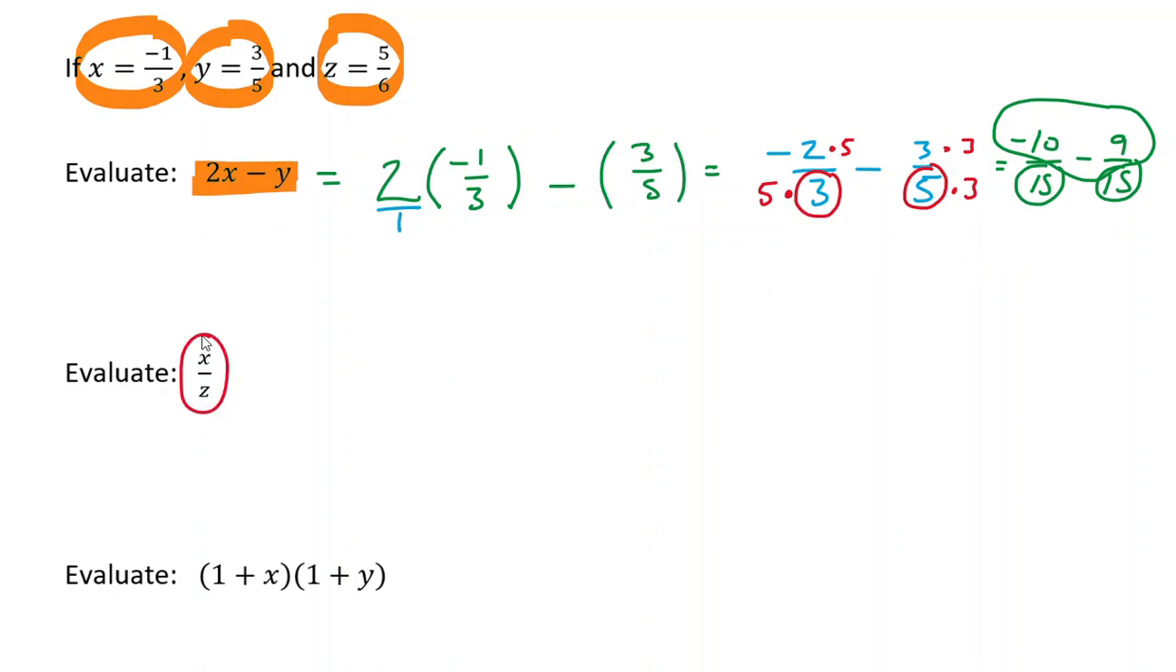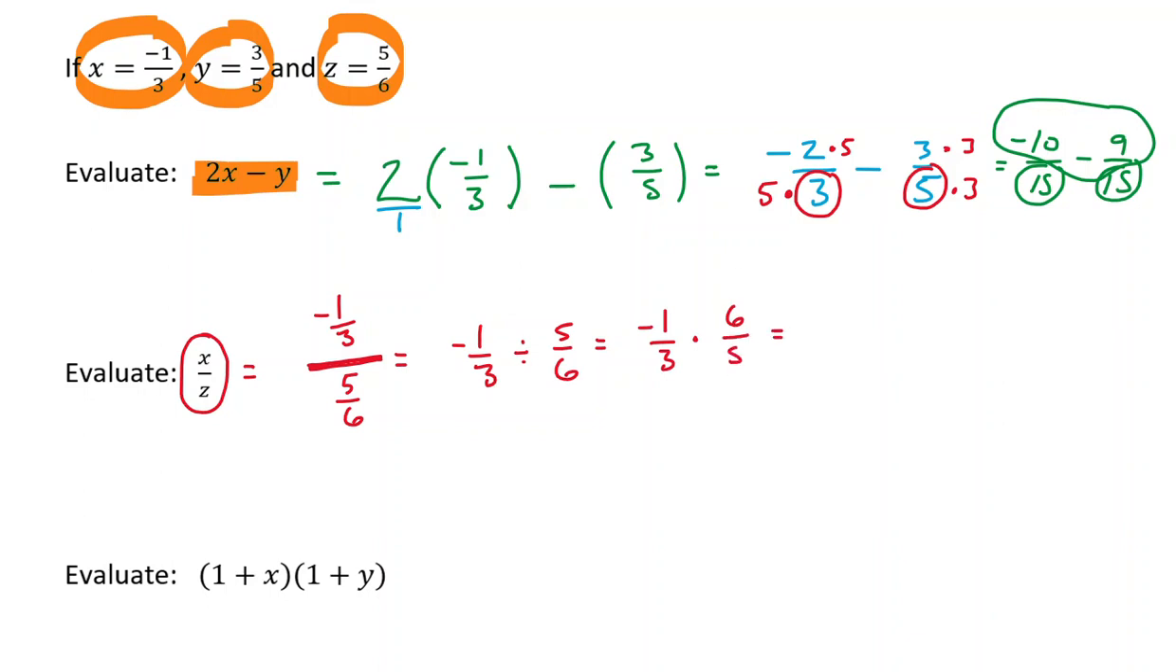Evaluate x over z. Well, we're going to write a big fraction bar here. And then on top, we're going to write what x is, which is negative 1/3. On the bottom, we'll write what z is, which is 5/6. Now we know that this is a division problem. Negative 1/3 divided by 5/6, which is the same as negative 1/3 times 6/5.